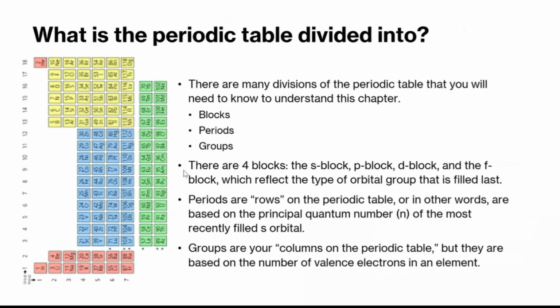Then we move on to periods, which are just the rows on the periodic table, or they're based on the principal quantum number, n, of the most recently filled s orbital. And groups are quote-unquote columns on the periodic table, but they are also indicators of the number of valence electrons for an element. So that's something useful to know when considering group numbers.